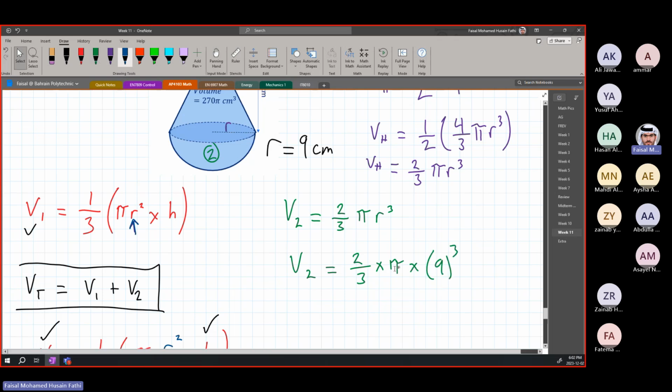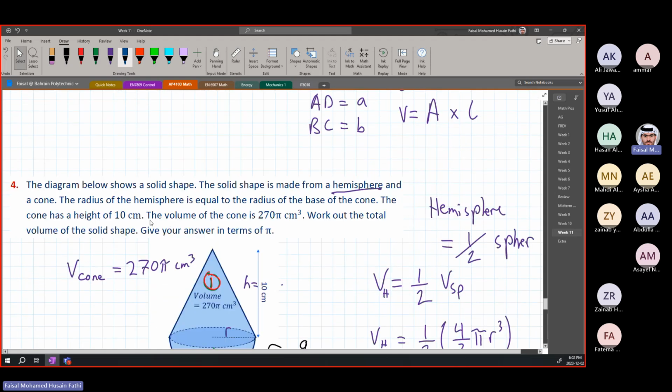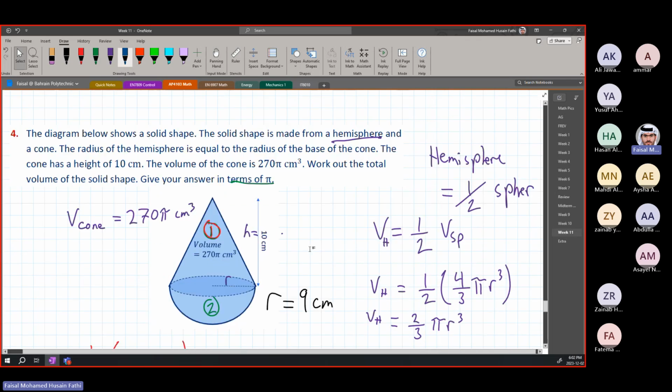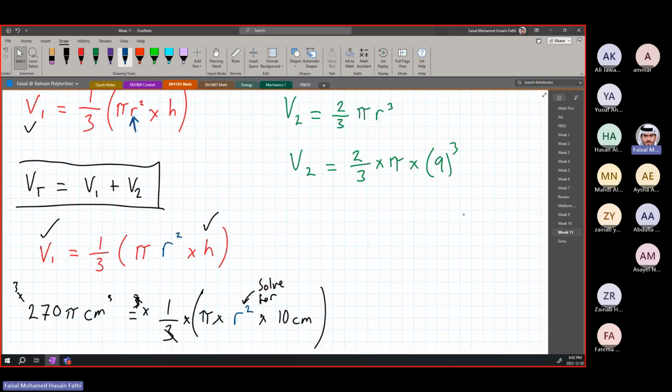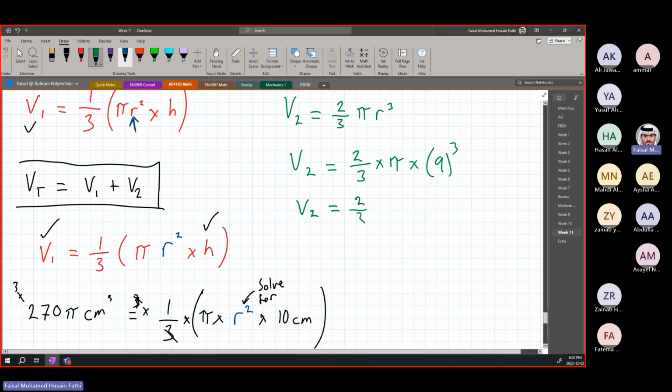Keep in mind the pi, we're going to keep it as pi as the question says, give your answer in terms of pi. That means don't put a number instead of it. The answer should be something like this, like 270 pi, for example. So we'll keep it in terms of pi. So V2 is equal to 2 over 3 times 9 cubed pi. And then the reason I did this is so that the pi stays on the side.